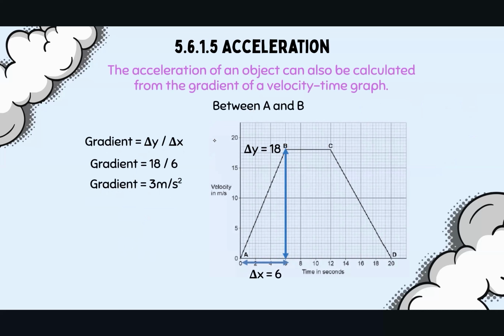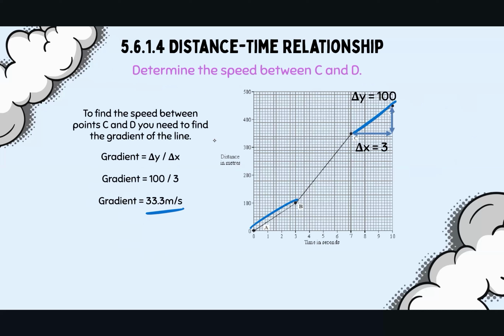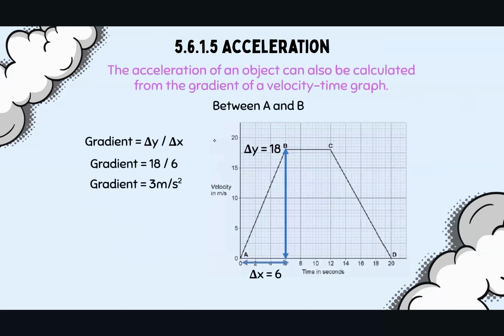So how do we work out the acceleration? Now we're looking at a velocity time graph. So in a velocity time graph, you can work out the acceleration by working out the gradient of the line. So here you can see the change in the y-axis is 18, the change in the x-axis is 6. So it's just 18 divided by 6.